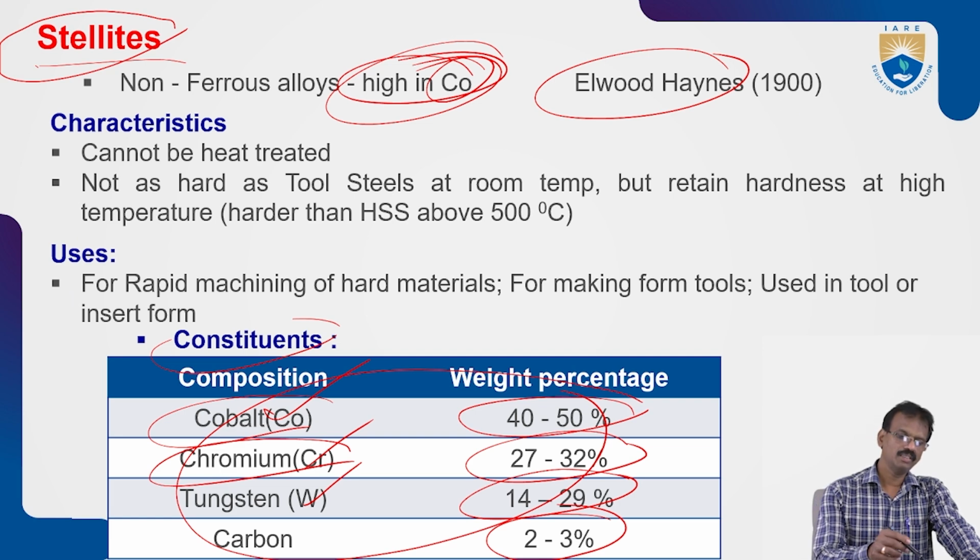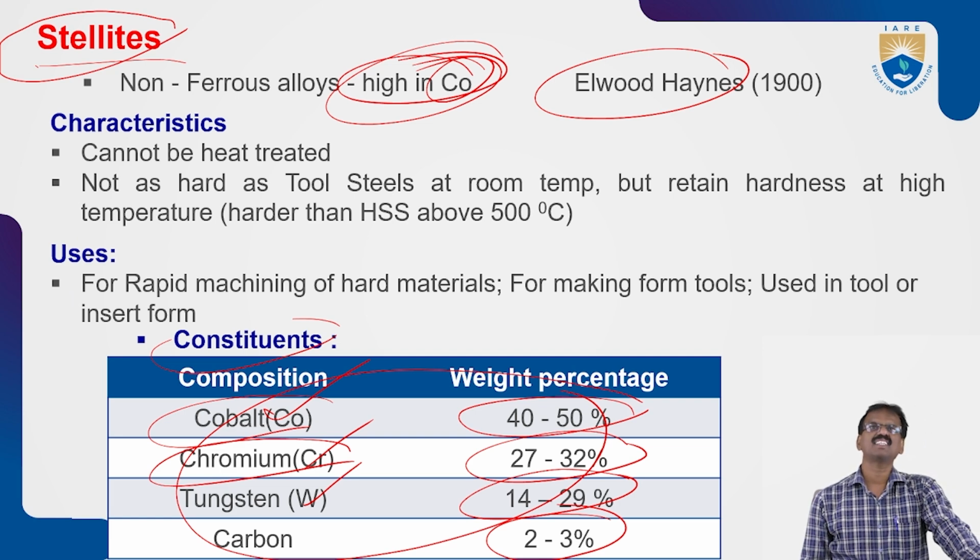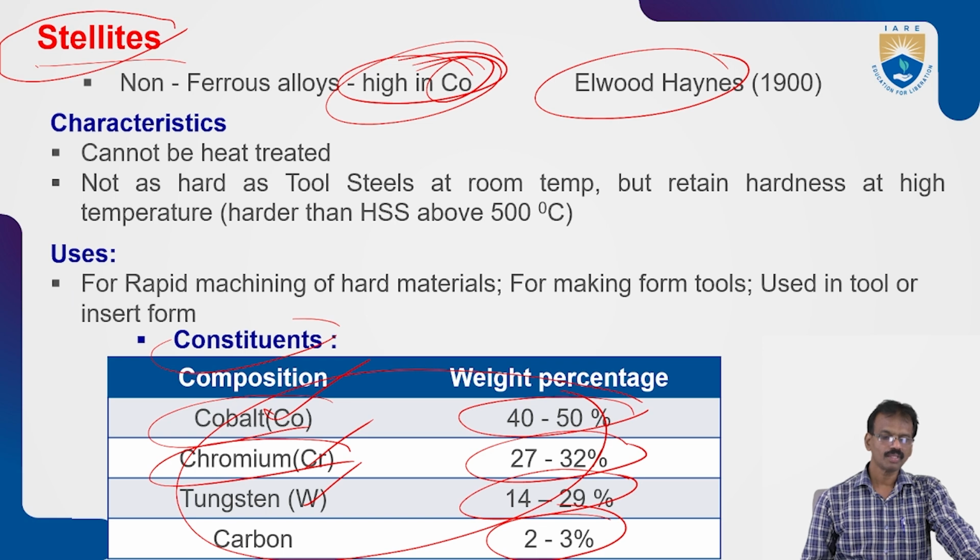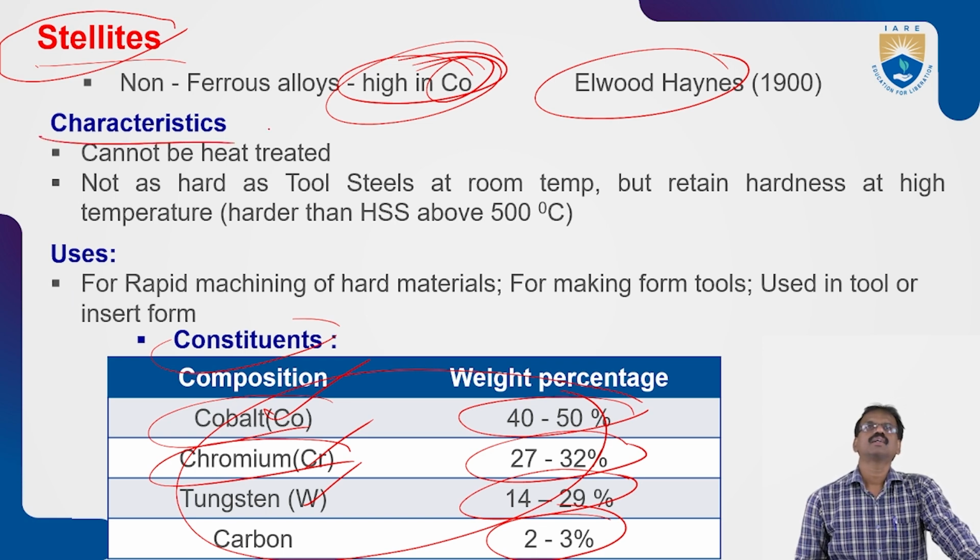So finally, this stellite is a non-ferrous alloy. The high percentage is the cobalt, that is 50% of cobalt. You can see here also. Okay. We'll see the characteristics of stellite.